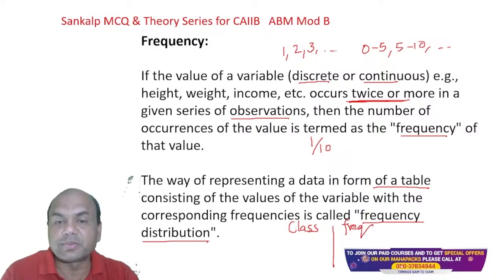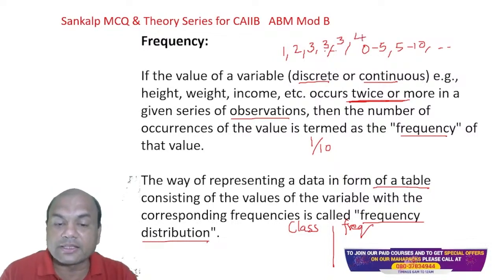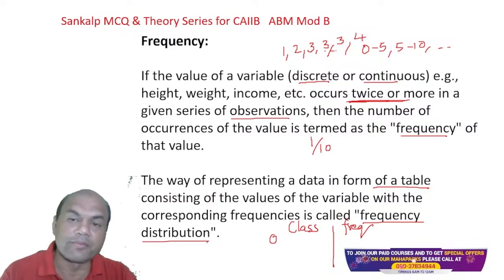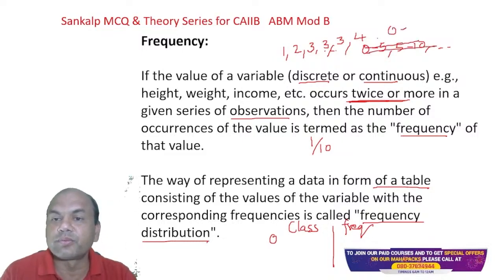Now I'll explain to you. Suppose I have the numbers 1, 2, 3, then 3 again, then 3 again, then 4. And I start writing these classes, 0 to 5. 0 to 5 means everything will be over here only, so let me make smaller classes: 0 to 2, 2 to 4, and then go on, 4 to 6, and so on.